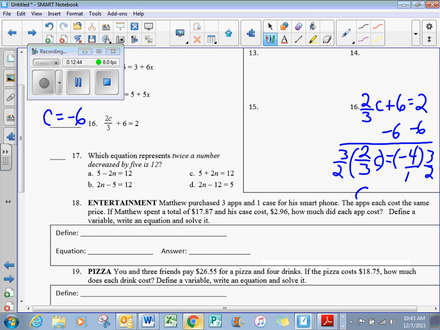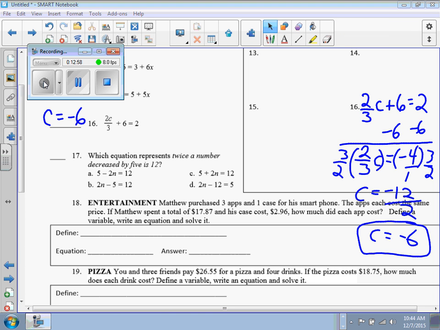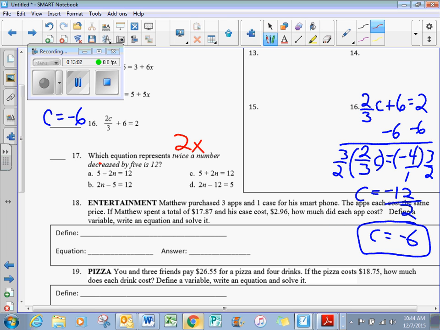So then I just get c equals negative 12 over 2, which is negative 6. Anything times its reciprocal is 1. Pretty basic. Twice a number, 2x, decreased by 5 is 12. Which one says 2n minus, okay.